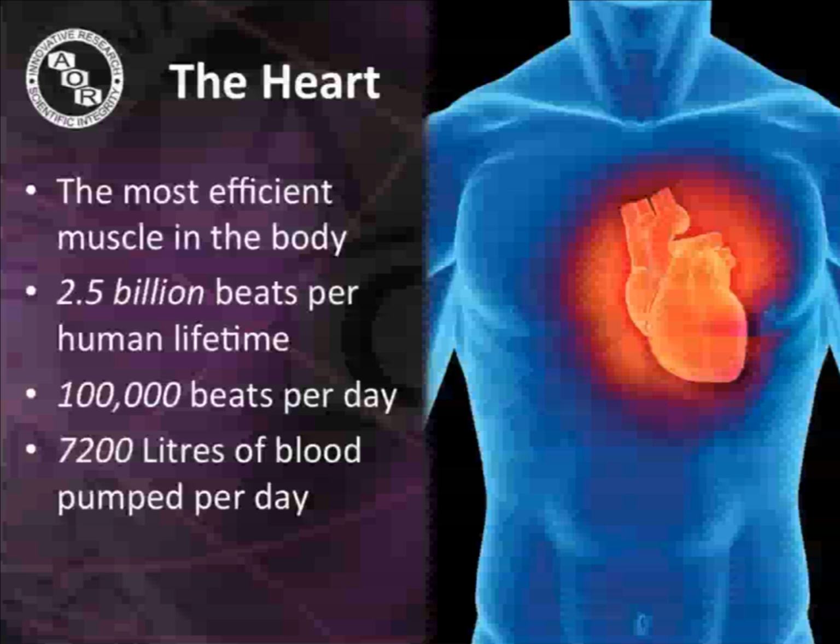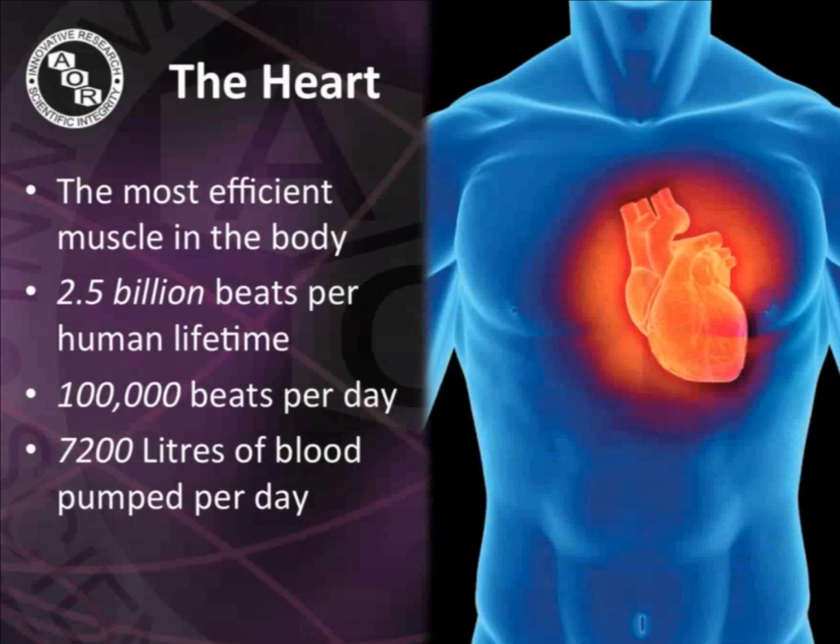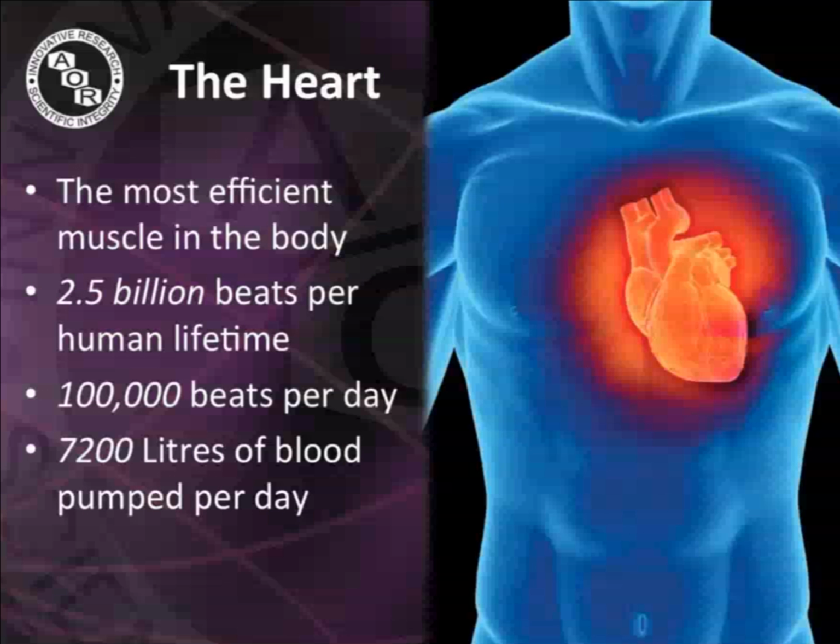So one of the most important parts of the cardiovascular system is our heart. It's the most efficient muscle we have in our body. During the human lifetime, it beats about 2.5 billion beats. Every day, it beats about 100,000 times. And also every day, it pumps about 7,200 liters of blood, which is pretty significant.